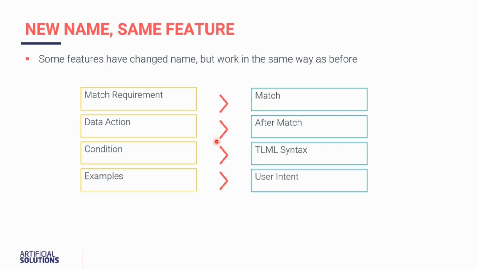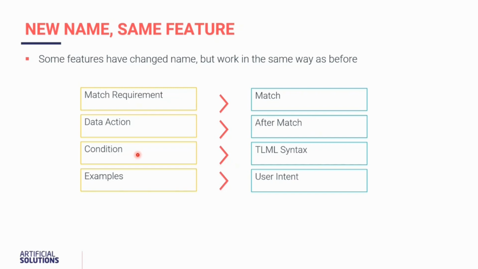So we all have to get used to now saying match, for instance, instead of match requirement. So we will see that when we go into the flow editor, we will actually be adding a match and not a match requirement. Data actions have been renamed to after match to illustrate that this is something that you will do after you have matched on the input. So we're tying these two together also in the name.